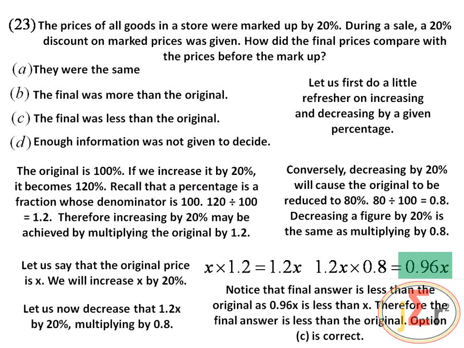So 0.96x is less than 1x, or less than the original. Therefore, the final answer is less than the original. Option C is correct. The final was less than the original. Good.